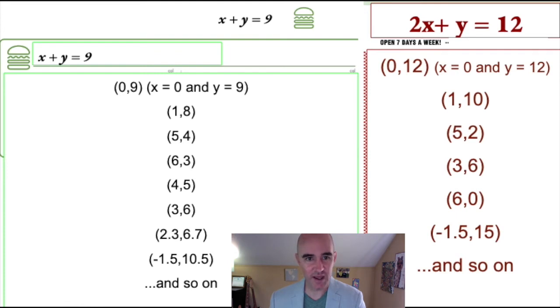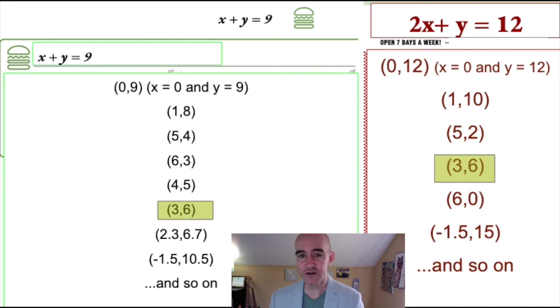Can you find anything that is on both lists, that is both on the Shake Shack menu and the Five Guys menu, that is a solution to both x plus y equals 9 and 2x plus y equals 12? You might have seen that (3, 6) is on both lists. That means that (3, 6) is a solution to this system of equations because it is a solution to the first equation and a solution to the second equation.